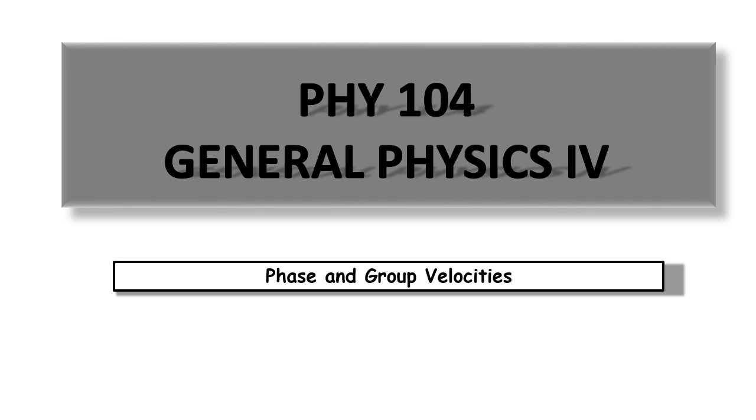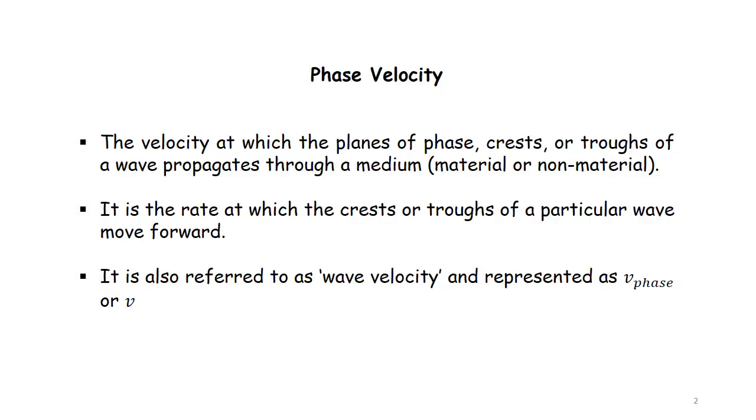We want to look at the definition, and also look at the relationship between the two, particularly as the wave propagates through the medium. Phase velocity is the velocity at which the planes of phase, crest, or trough of a wave propagates through a medium.